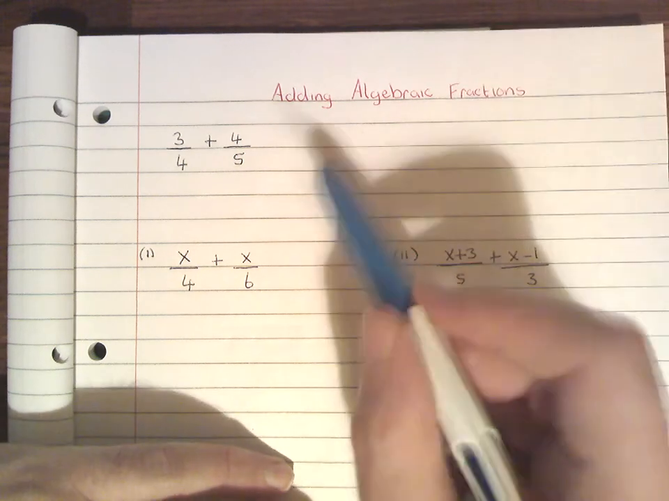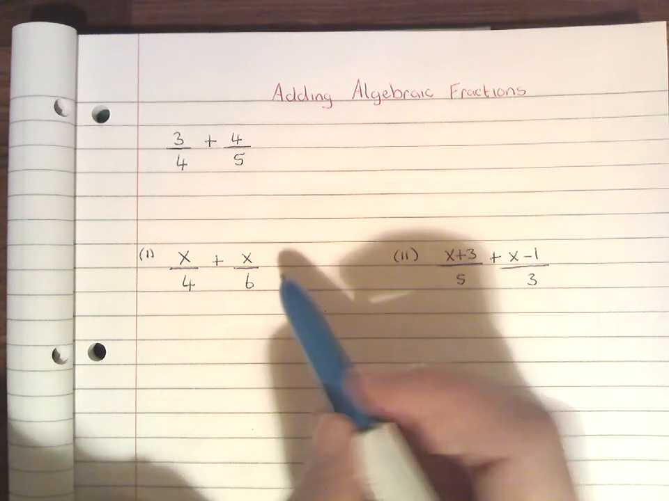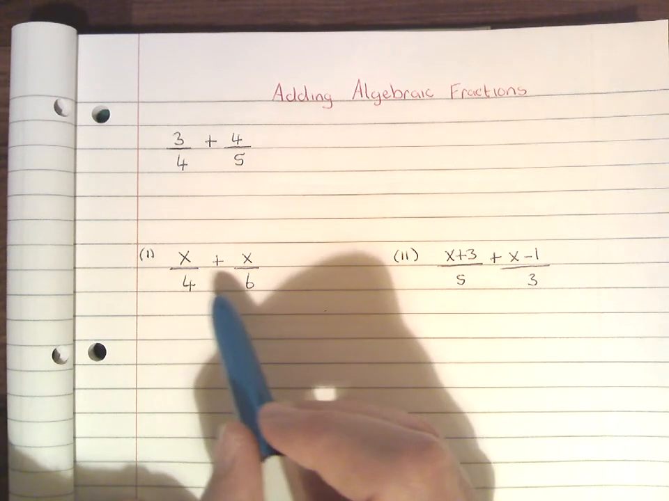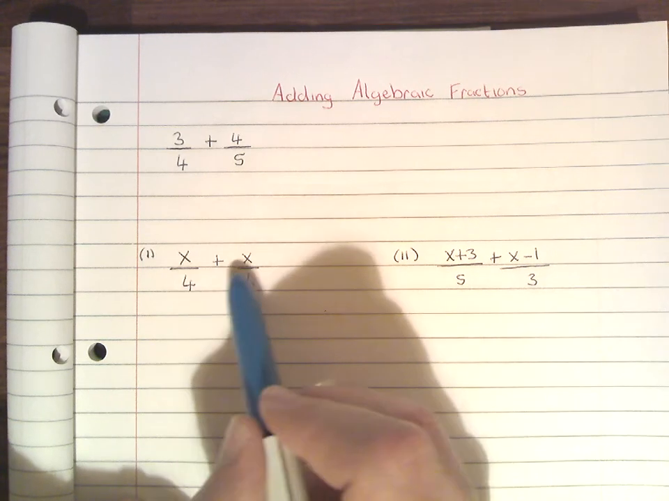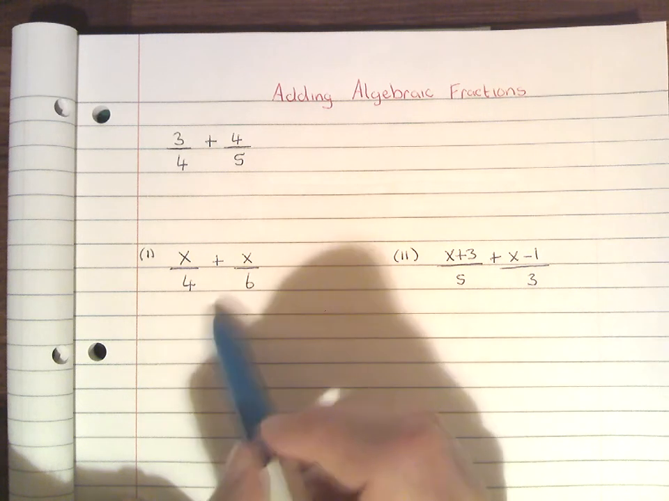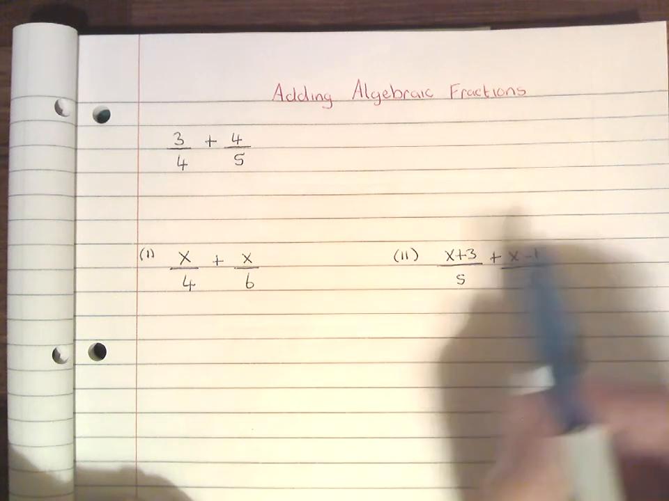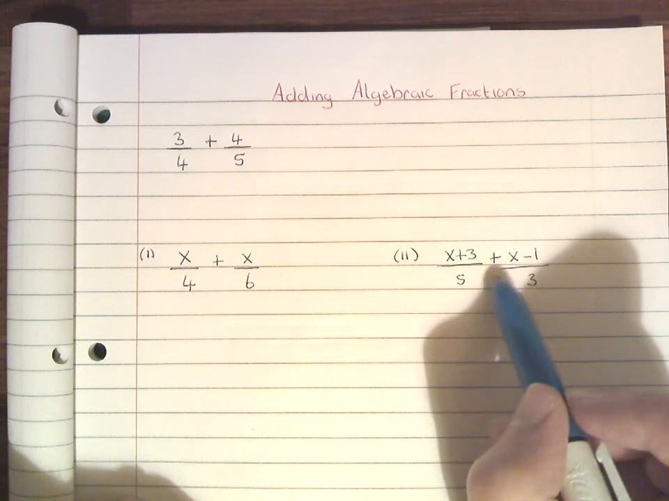In this lesson, we're going to look at adding algebraic fractions. When we talk about an algebraic fraction, we're talking about something like this. Basically, it's a fraction, and it has algebra in it. For example, with this one, we just want to add these two fractions together, and we have something like this as well. So we just want to add these two fractions together as well.